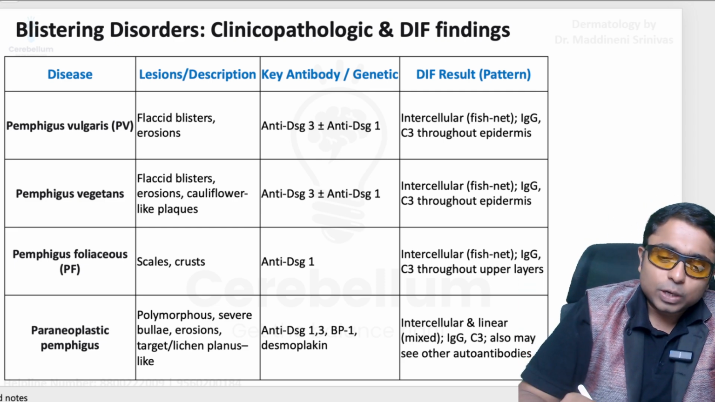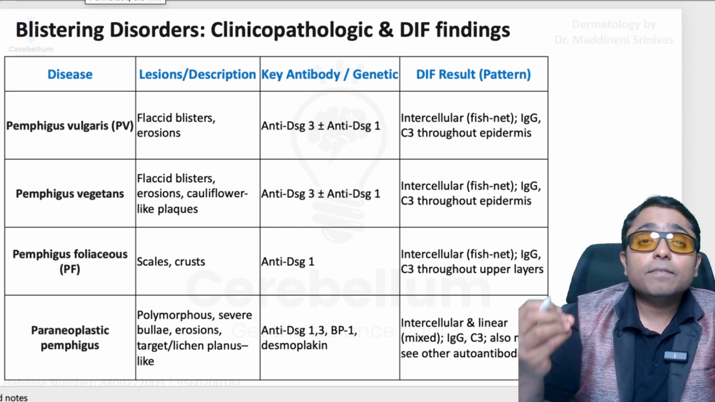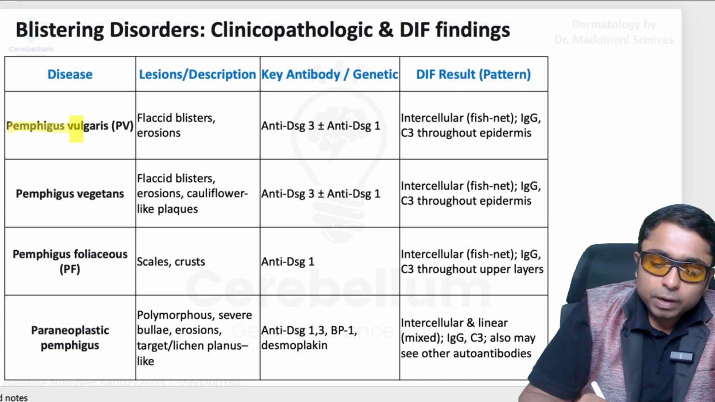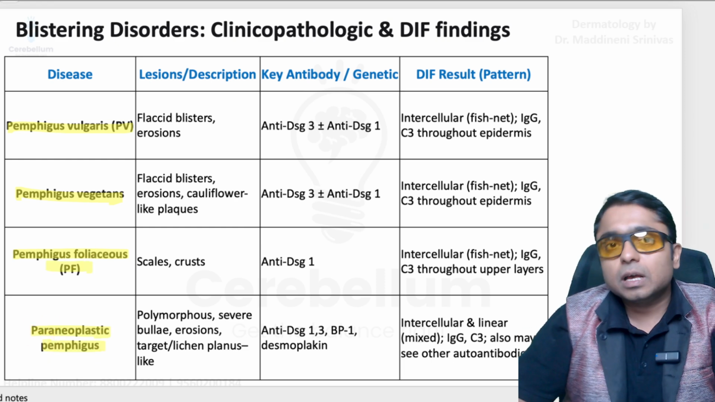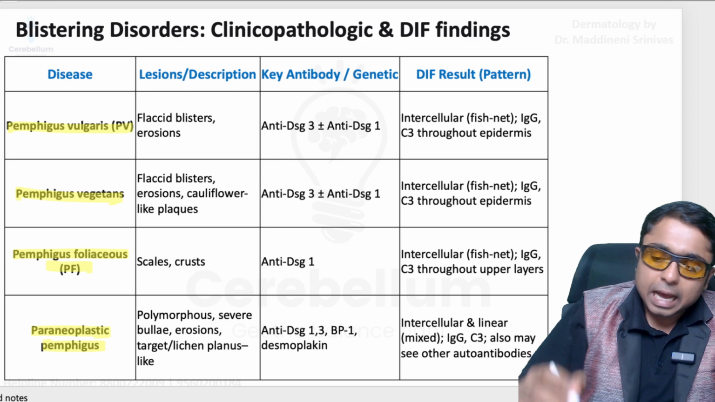So let us begin our discussion with the intraepidermal blistering disorders, which are the pemphigus group of disorders, in which we have pemphigus vulgaris, which is the most common variety of this pemphigus group, pemphigus vegetans, pemphigus foliaceus and paraneoplastic pemphigus.